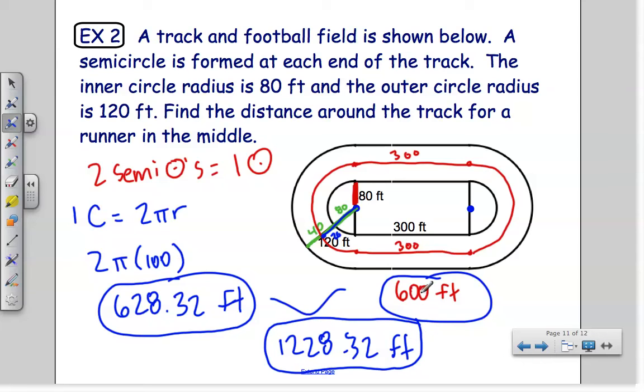So again, today solving for some unknowns, dealing with arc length formula, and just looking at some more applicable uses of circumference and arc length.